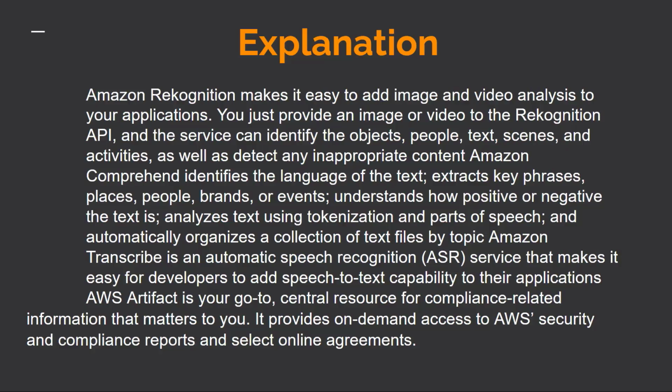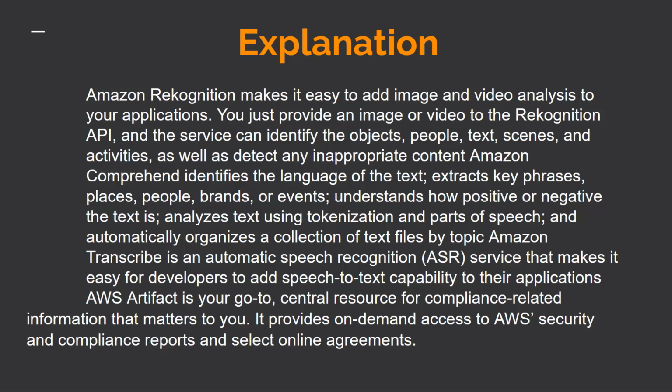Explanation: Amazon Rekognition makes it easy to add image and video analysis to your applications. You just provide an image or video to the Rekognition API, and the service can identify the objects, people, text, scenes, and activities, as well as detect any inappropriate content.